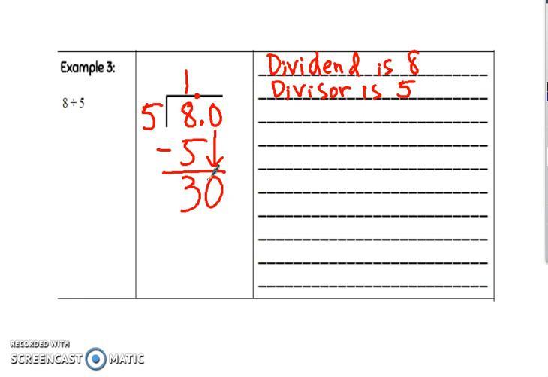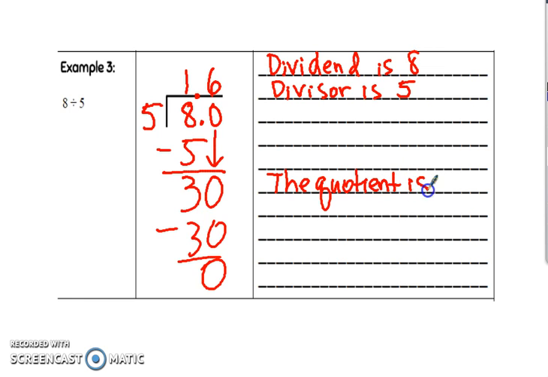Now we must take that divisor and divide it into that second number, which in this case is now 30 of our dividend. It's the 0. 5 can go into 30 6 times. 6 times 5 is 30 with no remainder. So our quotient is 1.6. So make sure you use your example to fill in the dividend and the divisor.